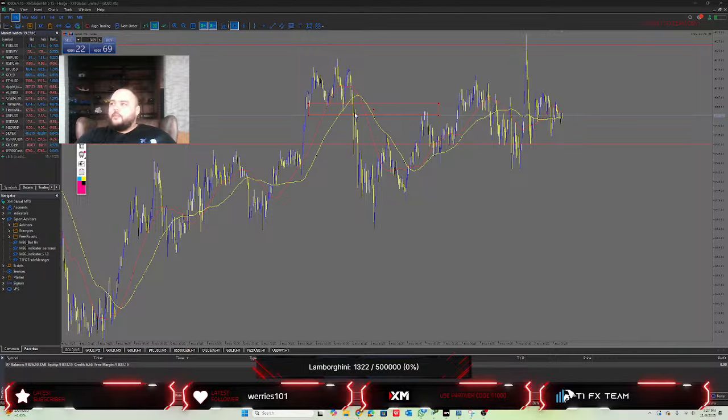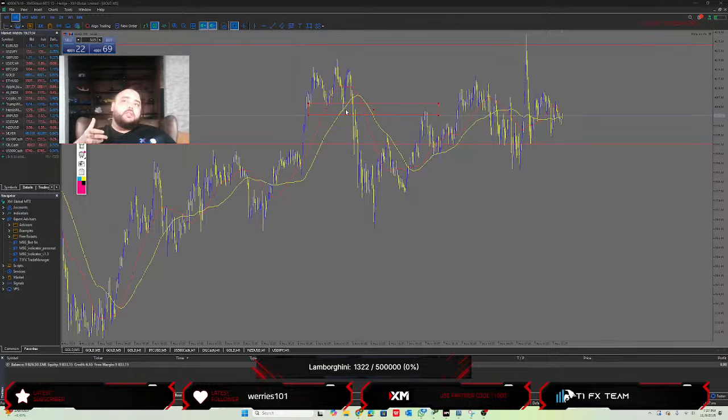So you want to wait for the pullback here, and you want to enter off the neckline. And if it does come up, you don't want to enter here for a sell, because look here, it doesn't get to that point, and it just turns on you. You need to sell the neckline. You wait for the neckline to get broken. It goes back to it, and if it stops and comes down, then you sell it.